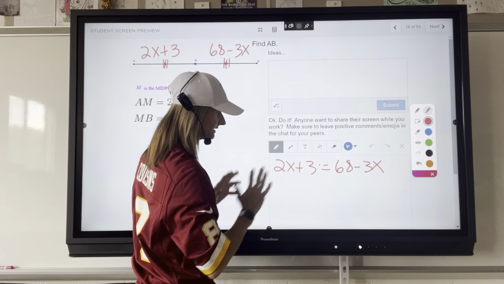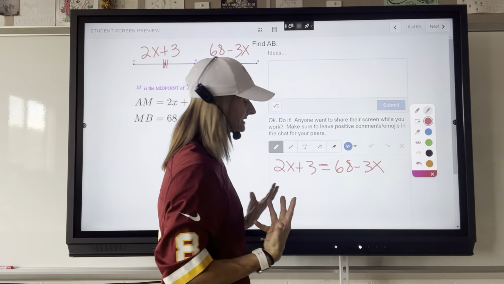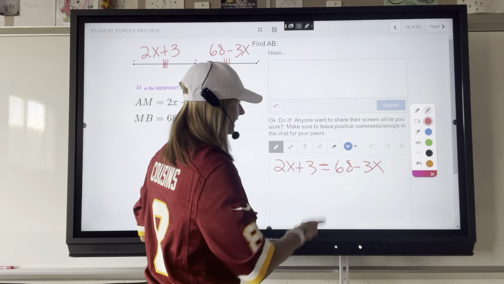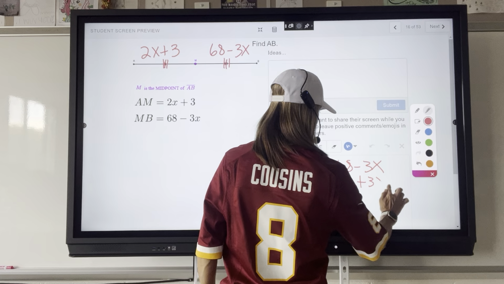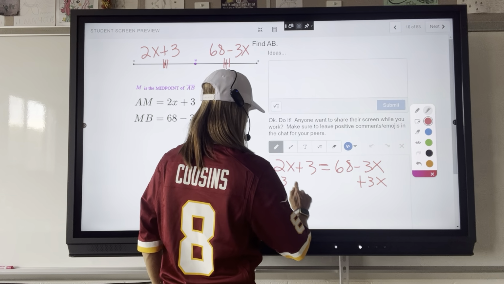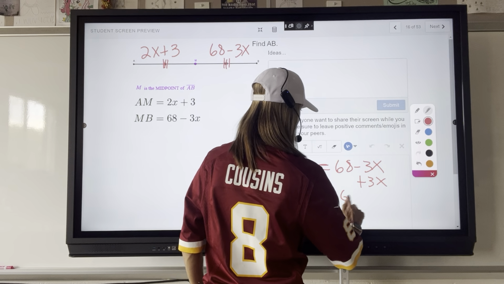That's just a dot there. That's not supposed to be. I'll just write that. Okay. So I like my x's to be positive, so I'm going to move my x's to the left because that way I'll keep them positive. So that makes us 5x plus 3 equals 68.